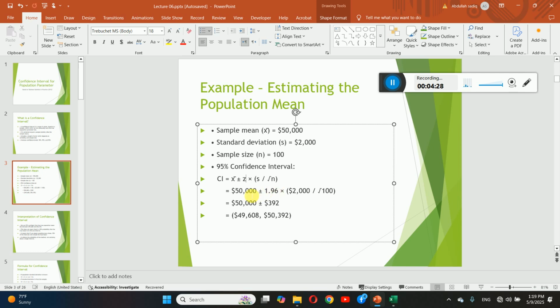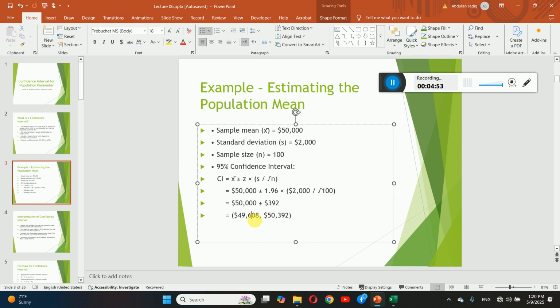Once you have all these values, this area, dear students, in this function we call the margin of error, or simply margin error. When you find this value, the margin value we have is 392. You add it to $50,000, and you also subtract it. When you add, it gives you the upper limit, and when you subtract this margin value, that gives you the lower limit.